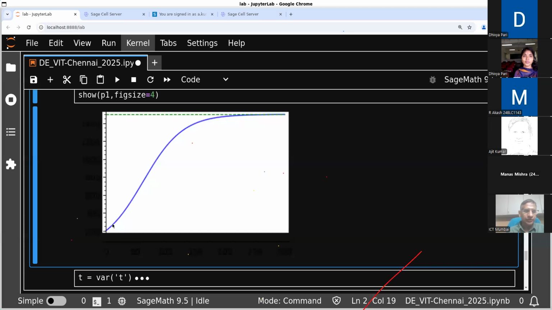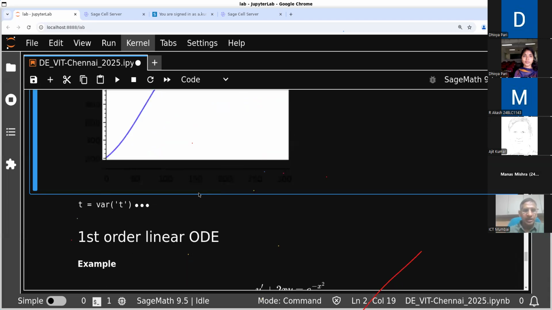This is how it looks. You can see here, it started with 200, but the numbers are not shown here. And it is increasing. And after that, this is y equal to 1500. At 1500, it is becoming close to 1500. So it is growing and it is becoming constant at around 1500, right?